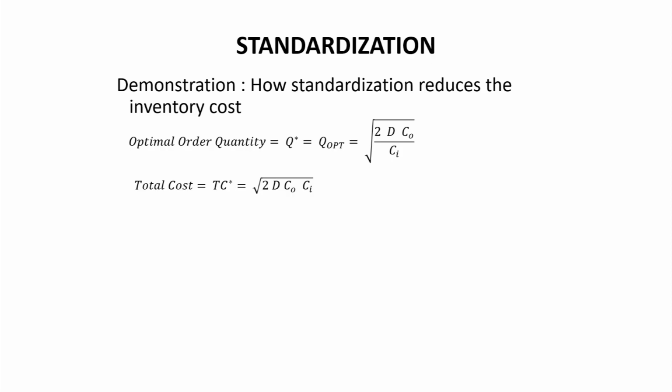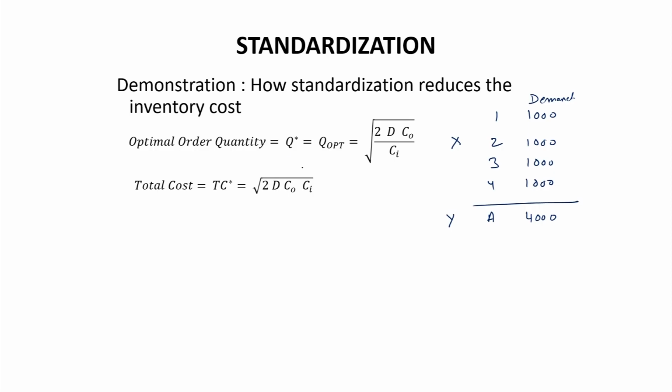Suppose at present you are dealing with 4 items, item 1, 2, 3, 4, and each has a demand of 1000. Now, with one particular standardization practice, all these items are converted into one item, item A, and the demand of this item is 4000 units. Let us call this case X and this case Y.